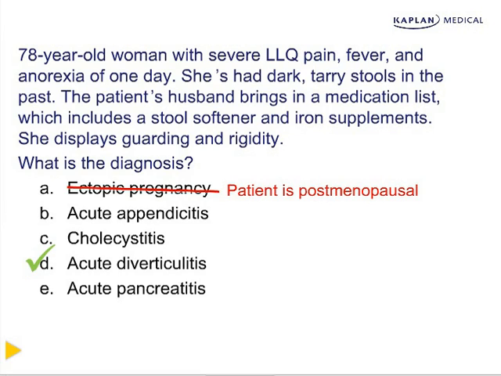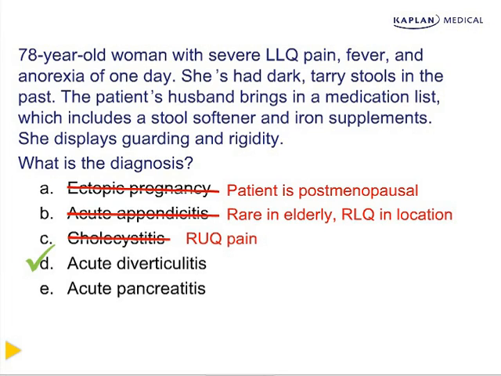Ectopic pregnancy can cause left lower quadrant pain, but not in a postmenopausal patient. Acute appendicitis is most frequently seen in younger adults, and the pain is located on the right side of the abdomen. Cholecystitis presents as right upper quadrant pain. And finally, acute pancreatitis localizes to the mid-abdomen with radiation to the back, and neither pancreatitis nor cholecystitis would be associated with a history of melena.